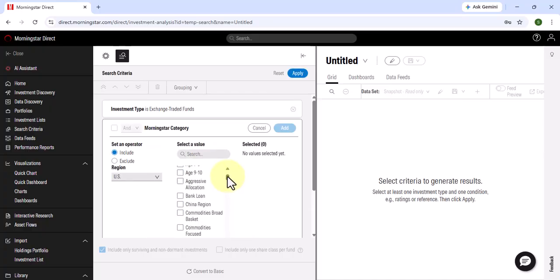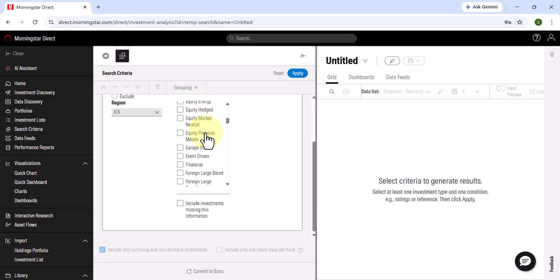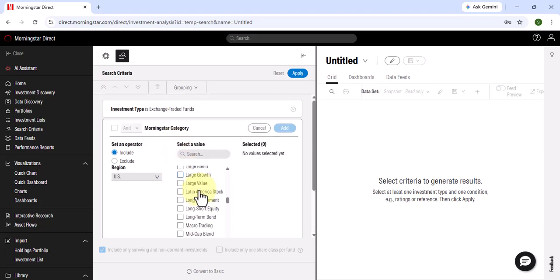And I'm going to scroll down here. I want to show you two things. The first is that I want to select my intermediate core bonds. There are two options here for intermediate bonds, and I'm only choosing one of them. There's Intermediate Core Bond and there's Intermediate Core Plus Bond. The Core Plus Bond includes some lower credit quality bond ETFs. I'm not interested in those. I want a high credit quality, so I'm not selecting that.